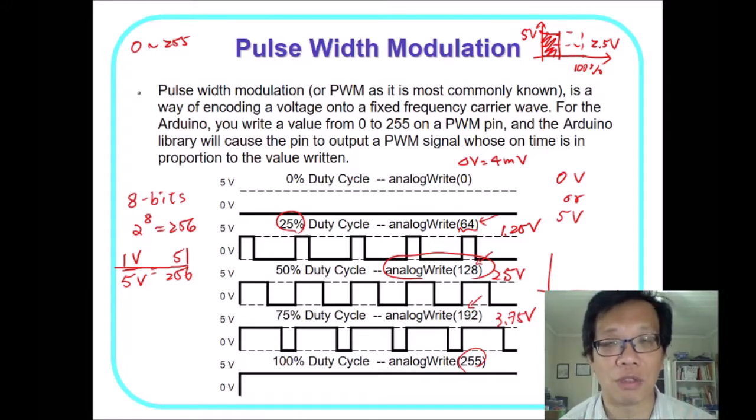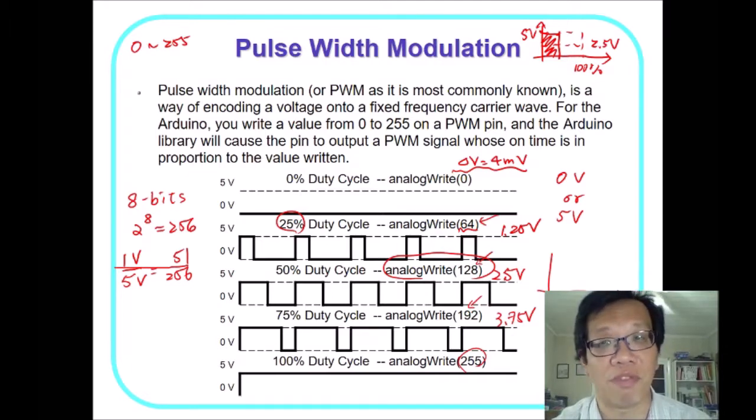So if you know how to deal with that, you certainly can generate the number you want to have output. However, there is one drawback of using PWM. For instance, if you are using 8 bits, the resolution, or the delta V, is going to be 4 millivolts. It means that you cannot generate any number you want. The step is going to be 4 millivolts.